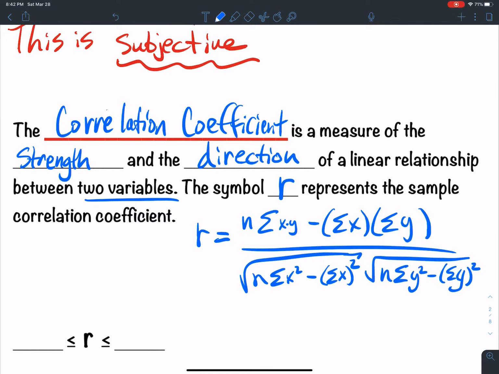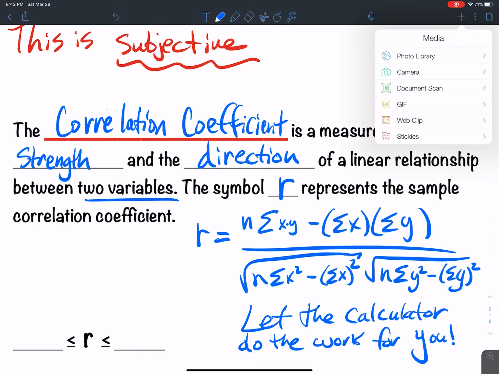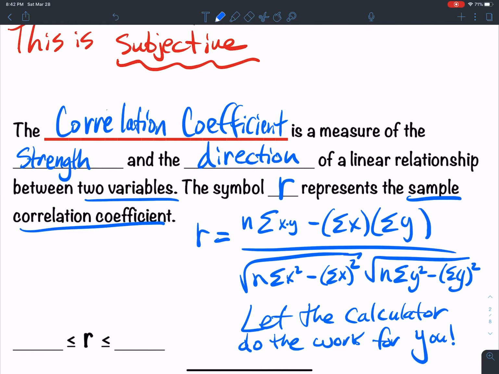Do it in your calculator. Let the calculator do the work for you. Okay, so if I let the calculator do the work, that's all I got to do to it. Now, this is for the sample correlation coefficient.